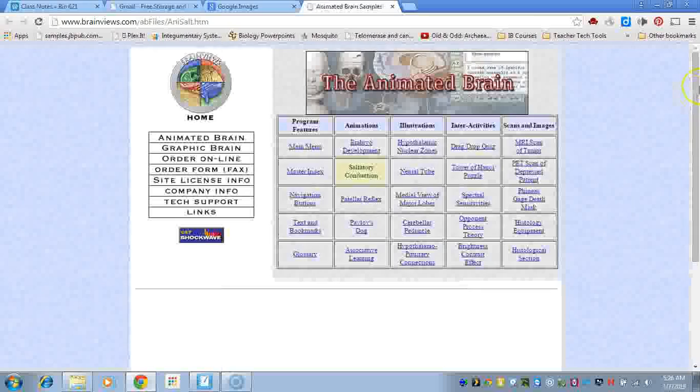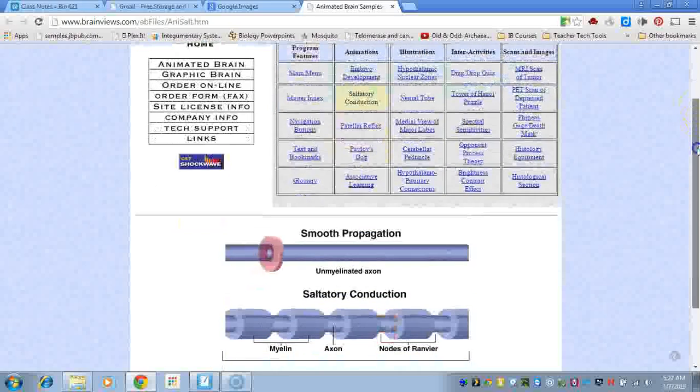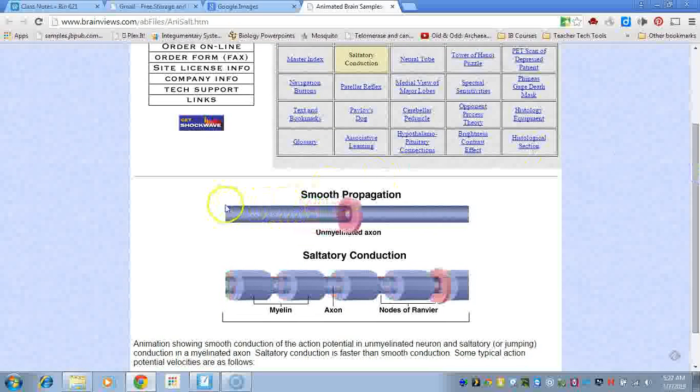It allows for what we call saltatory conduction. That's where the message can jump between the nodes, and it speeds up how fast it can pass. This is showing the message being transmitted along an unmyelinated axon, whereas this shows myelinated. You can see that it passes a lot faster to get to the same area.